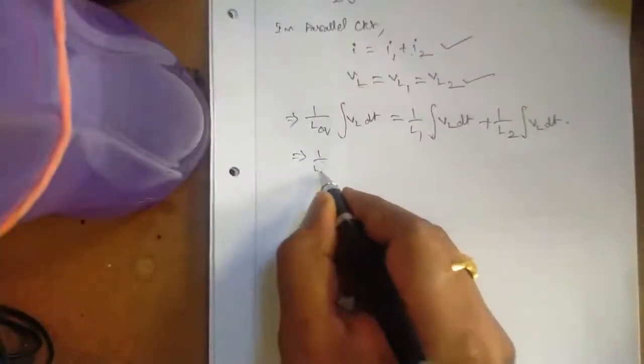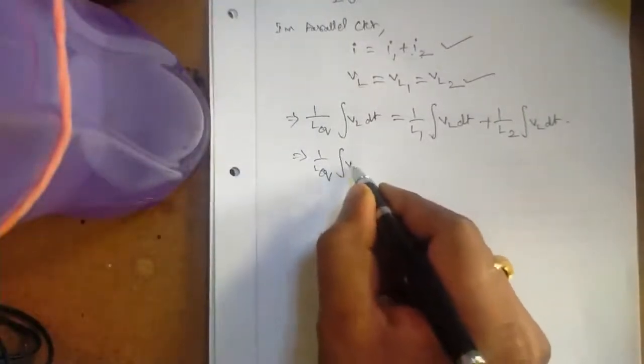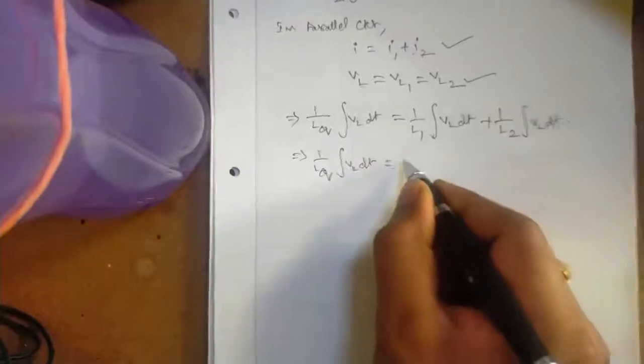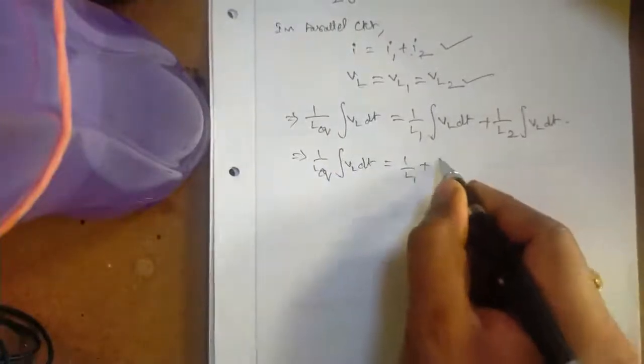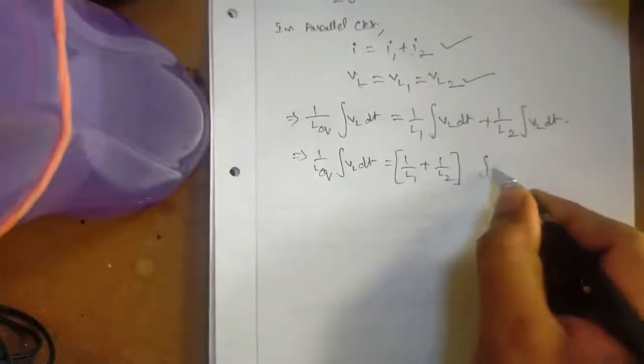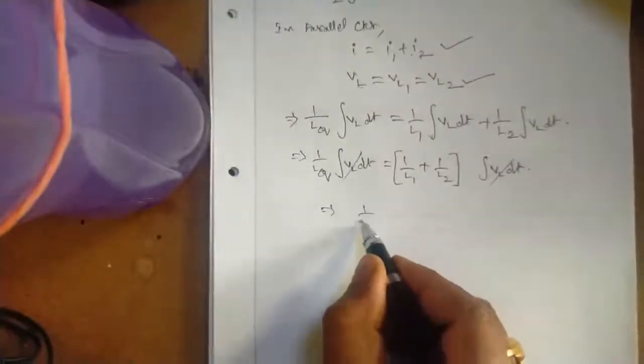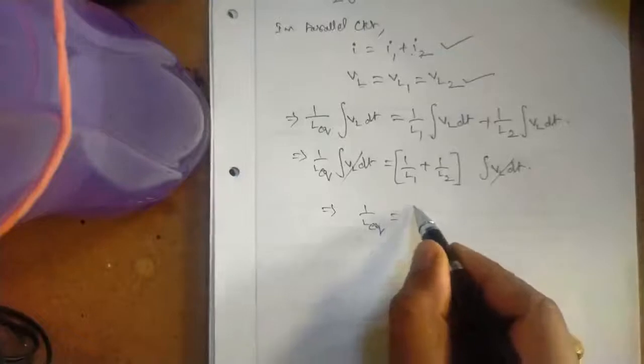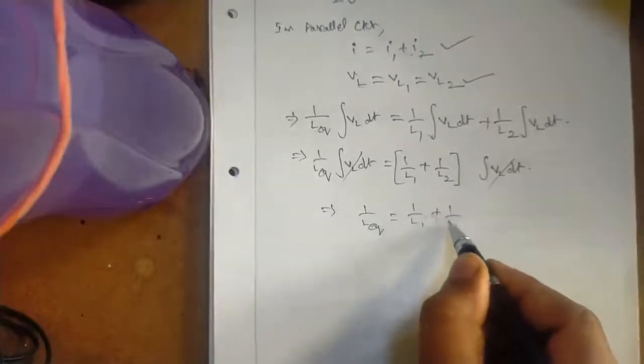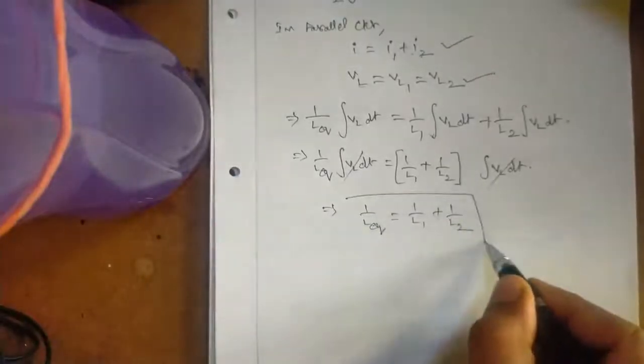Next, 1 by L equivalent integral VL dt is equal to 1 by L1 plus 1 by L2 integral VL dt. These two get cancelled. Then 1 by L equivalent is equal to 1 by L1 plus 1 by L2.